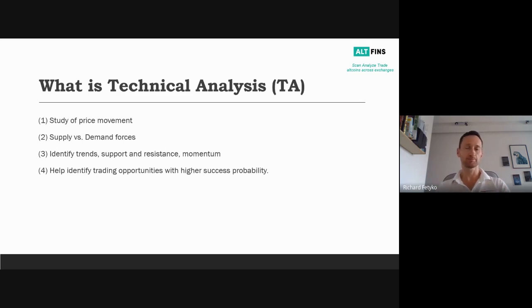And lastly, at the end of the day, technical analysis should help us identify trading opportunities with a higher success probability. Obviously, we'll never be 100% successful, but if we can be 70% successful, that's good enough to have a really high winning rate and a successful trading strategy and the financial gains that we're all looking for.